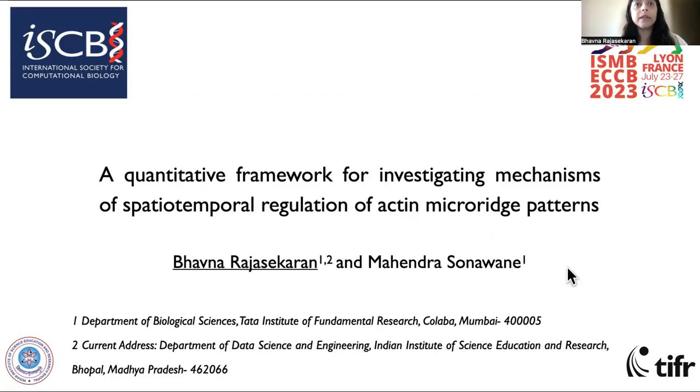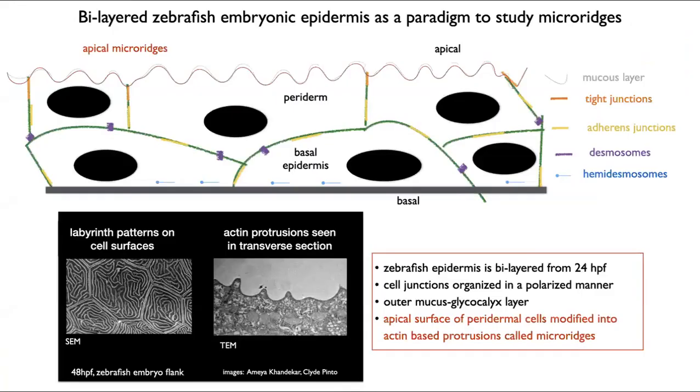So let's get started with what are microridges. To elucidate this, I am showing a cartoon of the zebrafish epidermis around 48 HPF, which is bilayered, consisting of the basal epidermis at the bottom layer and periderm as the top layer. The apical surface of peridermal cells are modified into actin-based protrusions called microridges.